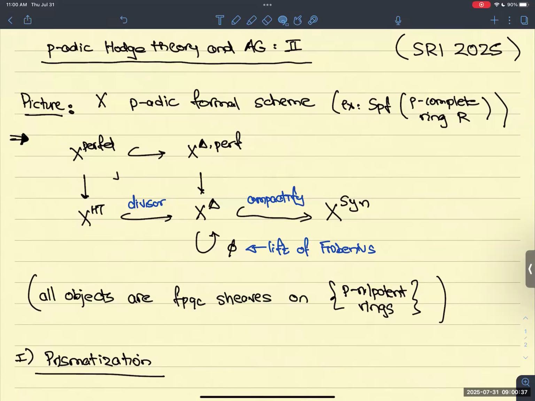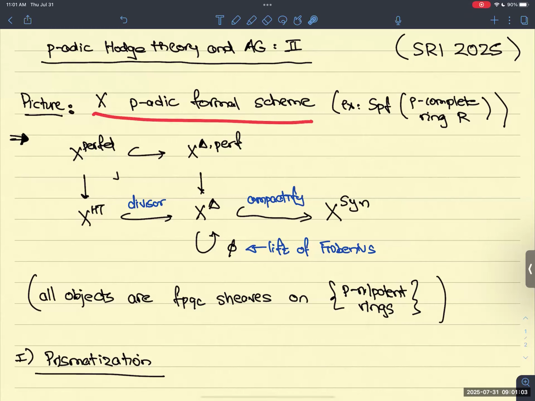So I want to continue the subject I was talking about yesterday, but the talk will in some sense be independent. I just want to recall what the big picture was. And so the goal of what I'm trying to talk about in these lectures is some new tools for understanding the geometry of p-adic formal schemes. And so this is essentially the version of algebraic geometry where all objects that show up are p-adically completed.